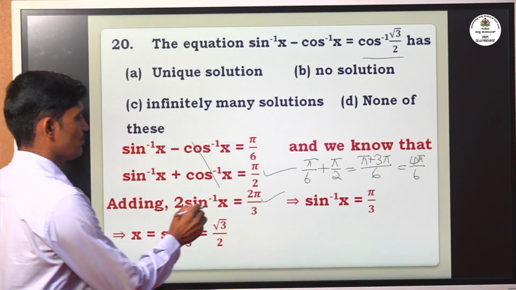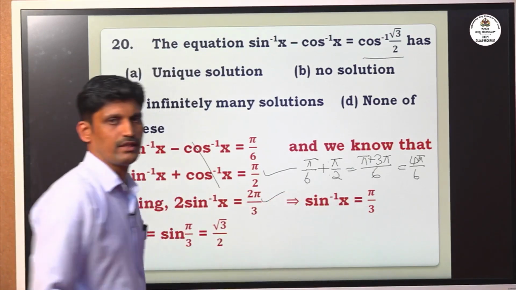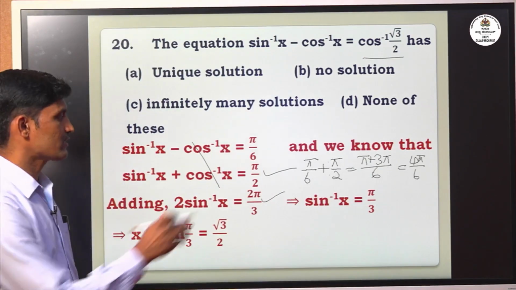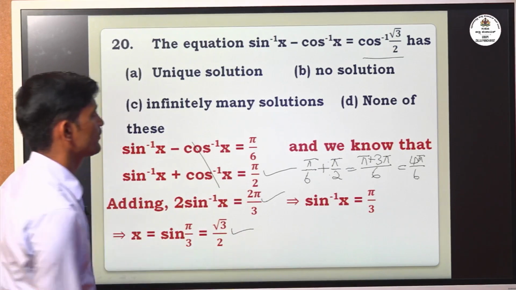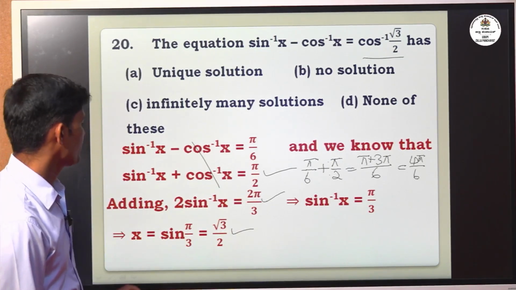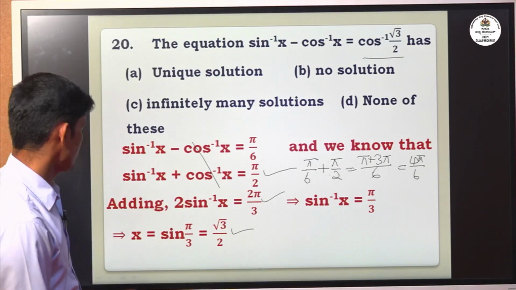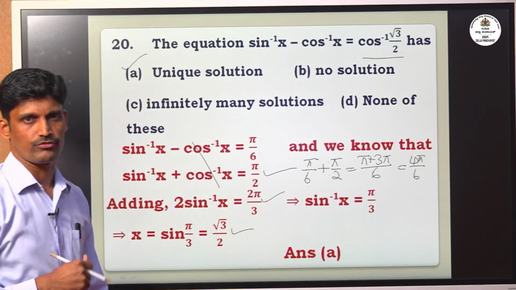So 2 sin inverse x equal to 2 pi by 3, then dividing by 2, sin inverse x equal to pi by 3. Then x equals sin pi by 3, sin 60, that is equal to root 3 by 2. So x has the value root 3 by 2. That is the value for x. It has a solution and it is unique. Only one solution of x we have.